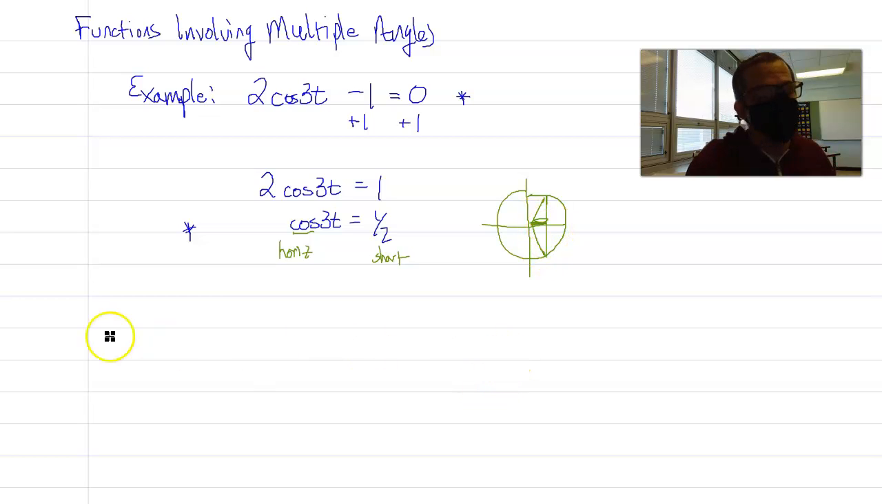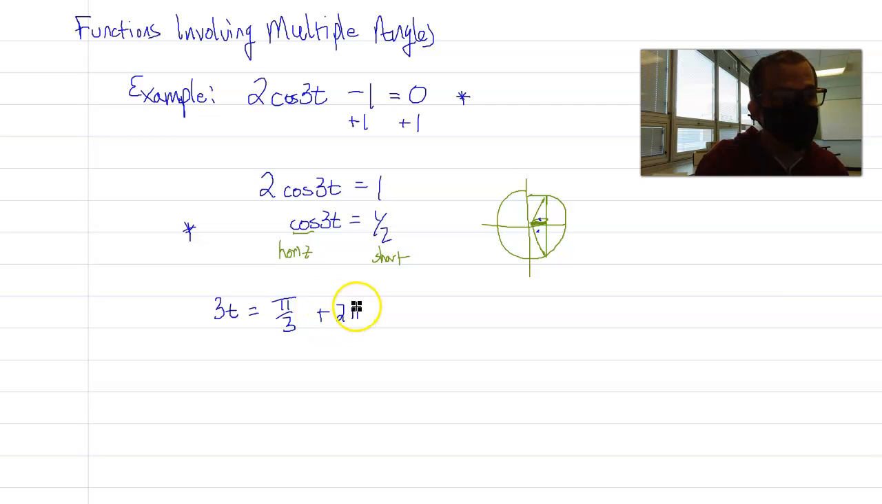Now, here's the difference, and I think this is not going to be too surprising. Instead of saying t equals whatever this angle is and whatever this angle is, I'm going to say 3t equals those things. So 3t is going to equal pi over 3 plus a full rotation, and 3t is going to equal 5 pi over 3 plus a full rotation.